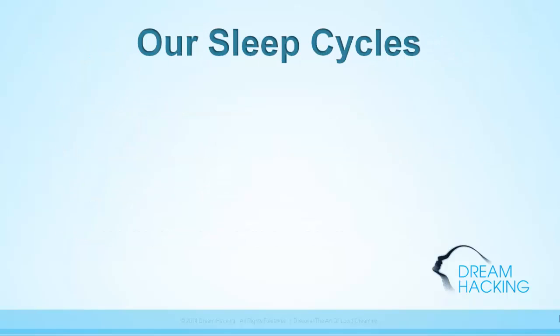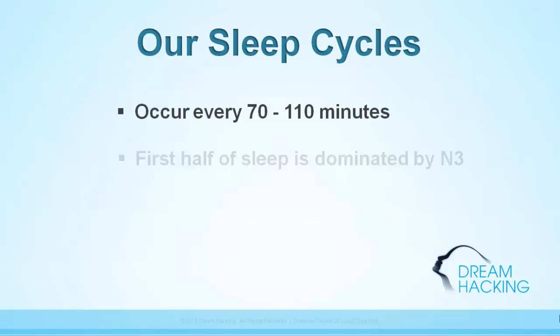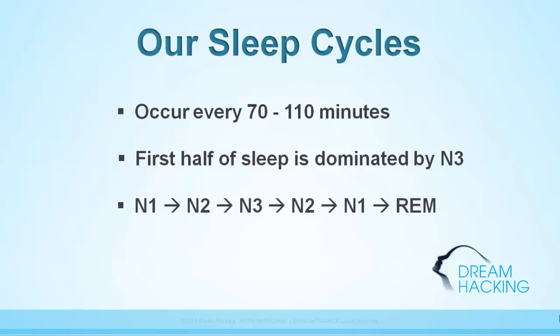Our sleep cycle occurs approximately every 70 to 110 minutes, but there are variations throughout the night. In the first half of sleep, usually in the first 4 to 5 hours, our sleep is dominated by the N3 stage with very short REM periods. The cycle moves through usually like this, from N1 to N2 to N3, back to N2, N1, and then REM.